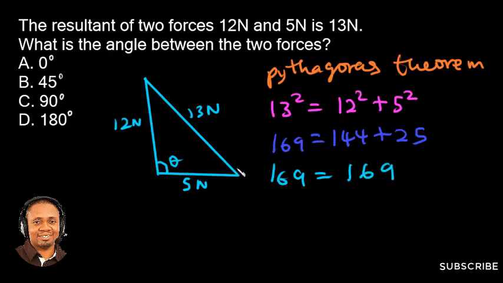So if we have a triangle and the Pythagoras theorem applies to that triangle, it means that the angle between these two forces is 90 degrees. Okay, good. So the answer option C is the right answer.